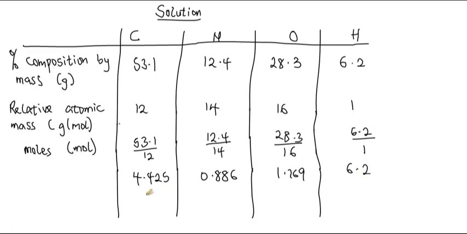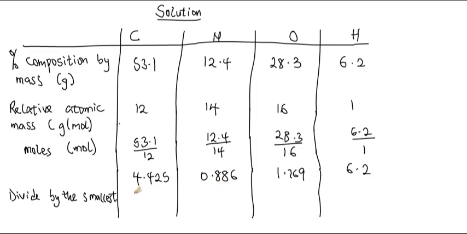Now we've gotten the number of moles. This won't be the end. We need the least number of moles. That is, we need to know the simplest ratio in which they can combine. And to get the simplest ratio in which they can combine, we'll be dividing each of the elements by the smallest. So here then I will say divide by the smallest. The smallest here now is 0.886, so we'll be dividing by the smallest.